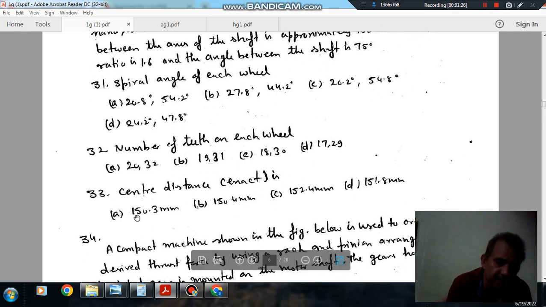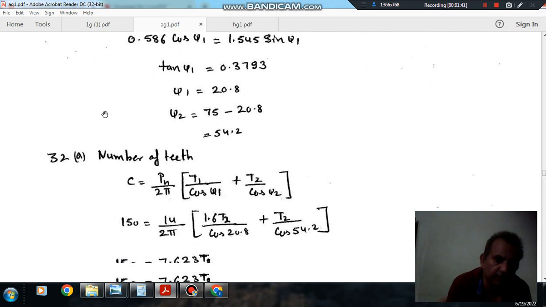the exact center distance. Option A: 150.3 mm. Option B: 150.4 mm. Option C: 152.4 mm. Option D: 151.8 mm.